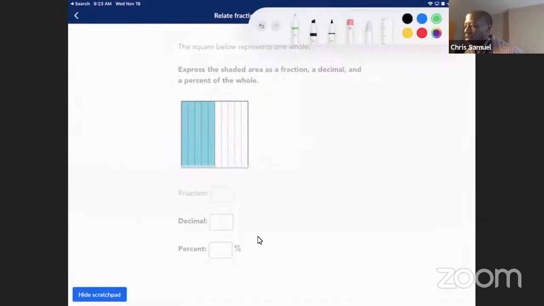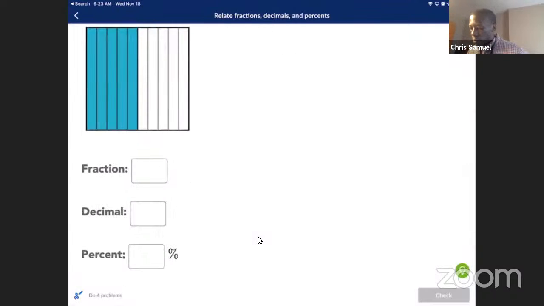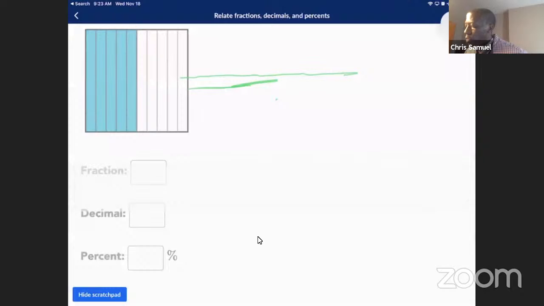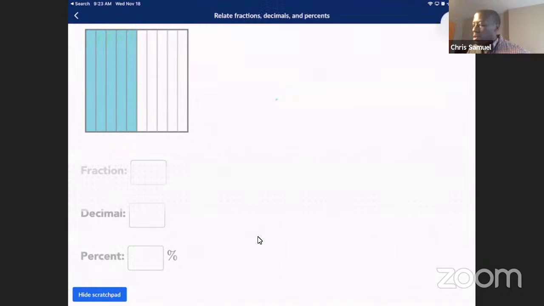We have here, express the shaded area as a fraction, a decimal, and a percent of a whole. So we could say here, let's go ahead and zoom in a little bit, and let's look at our numbers. Okay. All right. So we have here 1, 2, 3, 4, 5, right? So we have 5/10, which is equal to 50%.